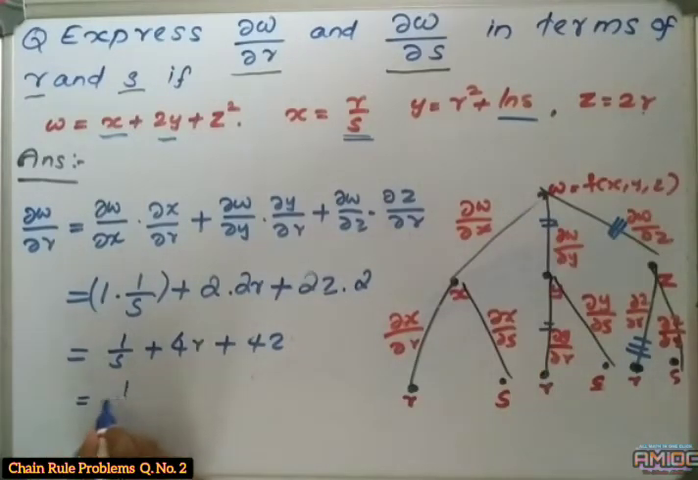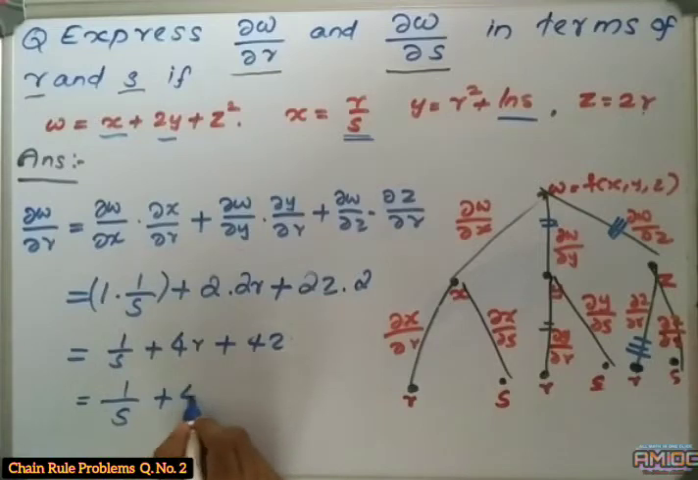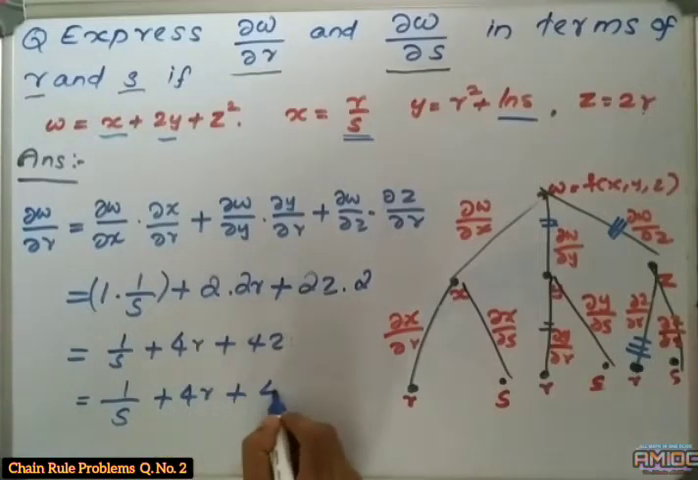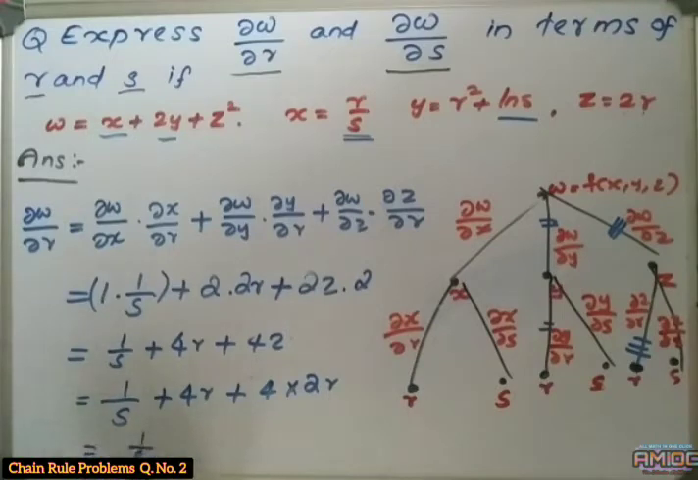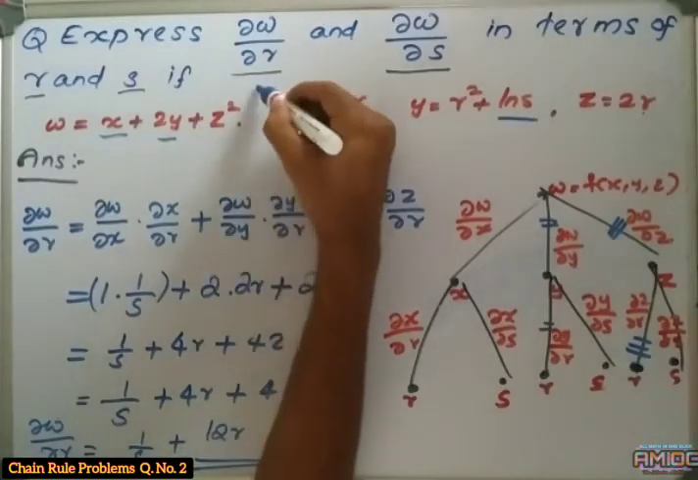Therefore, we get 1 by s plus 4r plus 4 into z, which is 2r. Finally, 1 by s plus 4 into 2r is equal to 8r. 8r plus 4r is 12r. Therefore, dou w by dou r is equal to 1 by s plus 12r. The first part is okay.